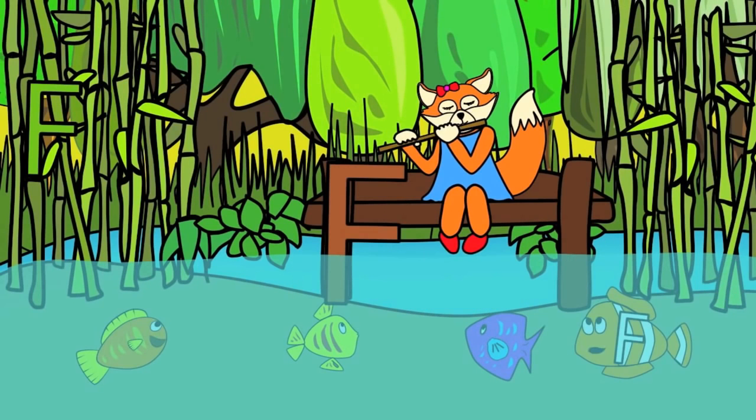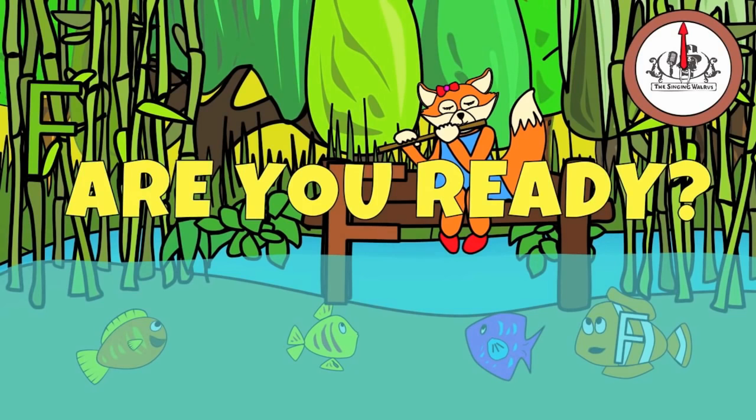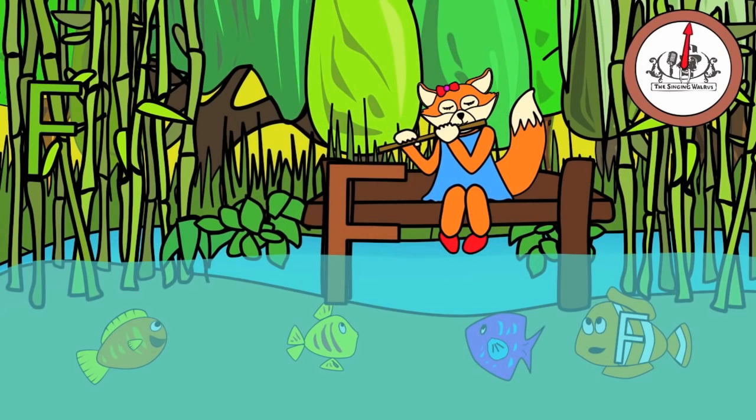There are three capital F's in this picture. You have 20 seconds to find them. Are you ready? Go! Did you find them all?